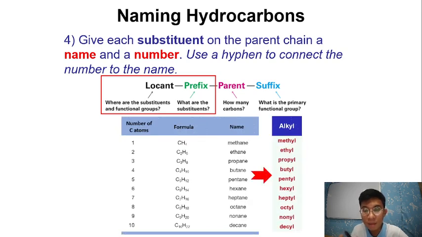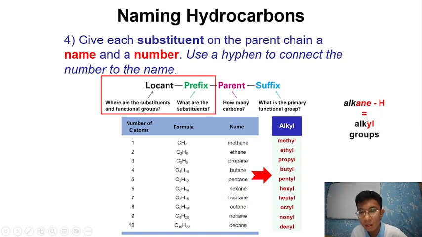So, from the alkane, we remove the hydrogen, then we call this alkyl. So, from methane, it will become methyl. Tapos yung kanina, ito, ethane. So, yung ethane mo magiging ethyl. So, basically, you will drop the ane and you will replace it with yl.